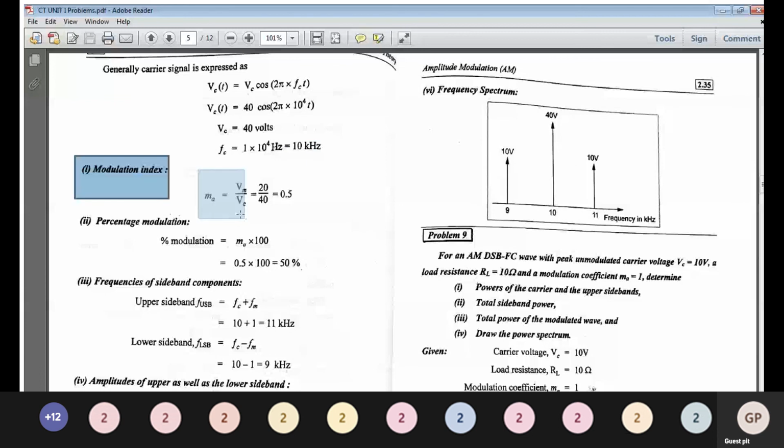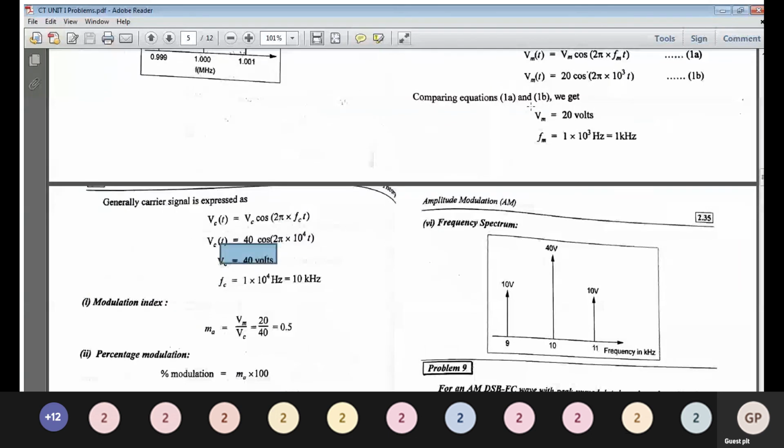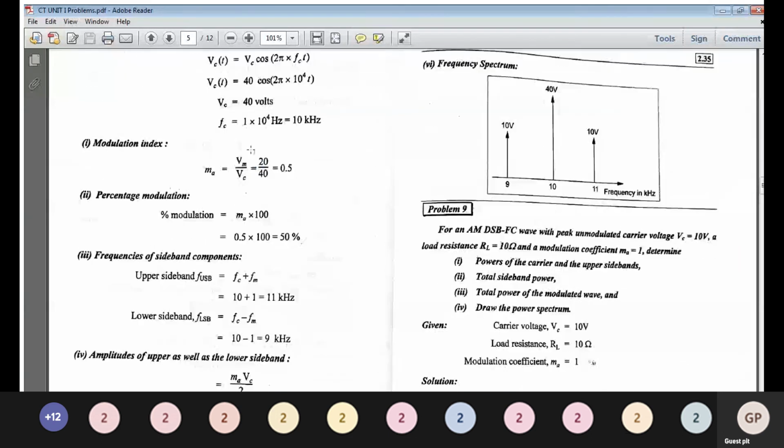First, the modulation index formula is equal to Vm by Vc. The Vm value is available: Vc equal to 40 volt, Vm is equal to 20 volt. Directly substitute here, ma: 20 divided by 40 is equal to 0.5. This is our modulation index value.